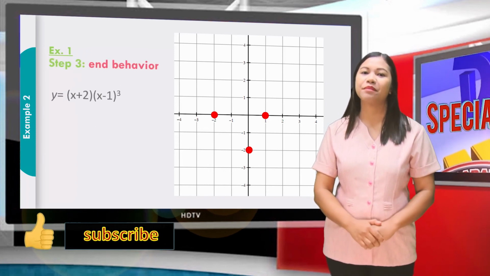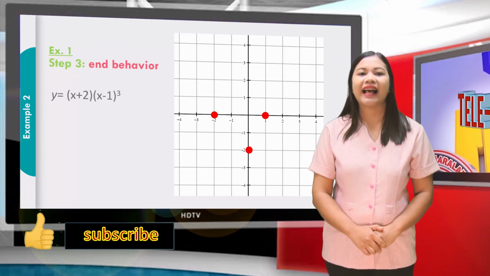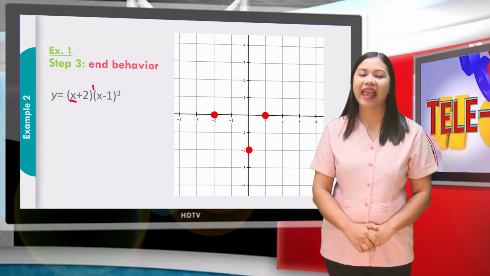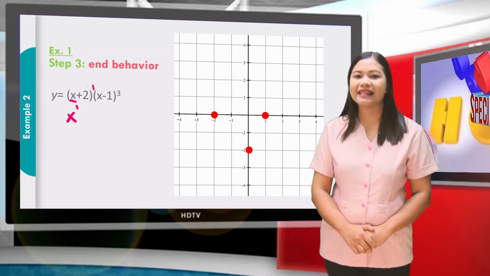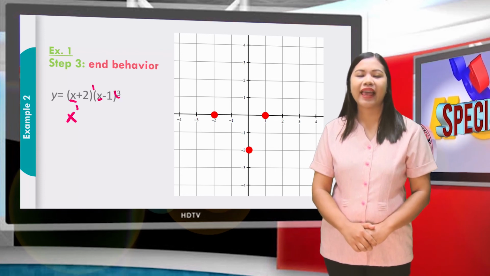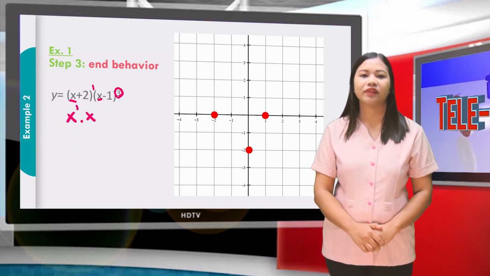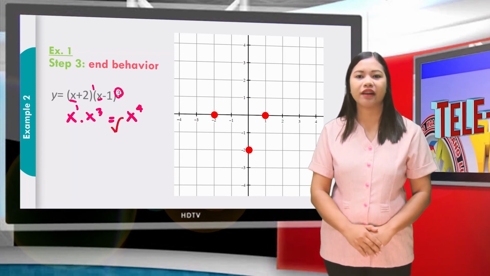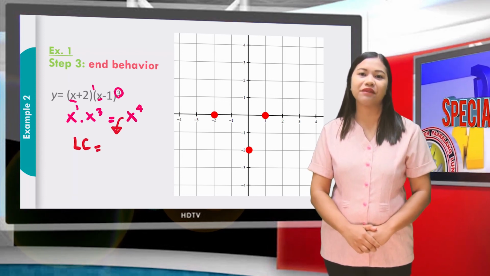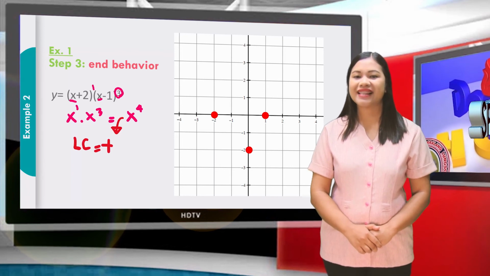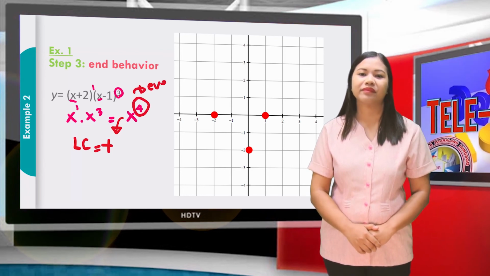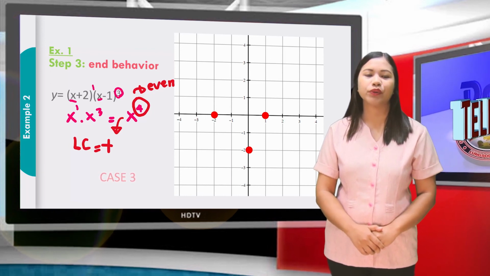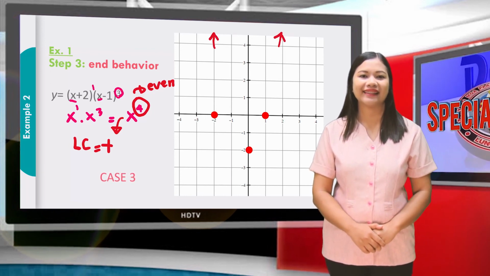Step 3 is the end behavior of the graph. Let us get the leading term by multiplying x by x raised to 3. And this is equal to x raised to 4. We can now see that the leading coefficient is positive and the degree is even. So, this is case number 3. Therefore, the graph rises on both left and right.